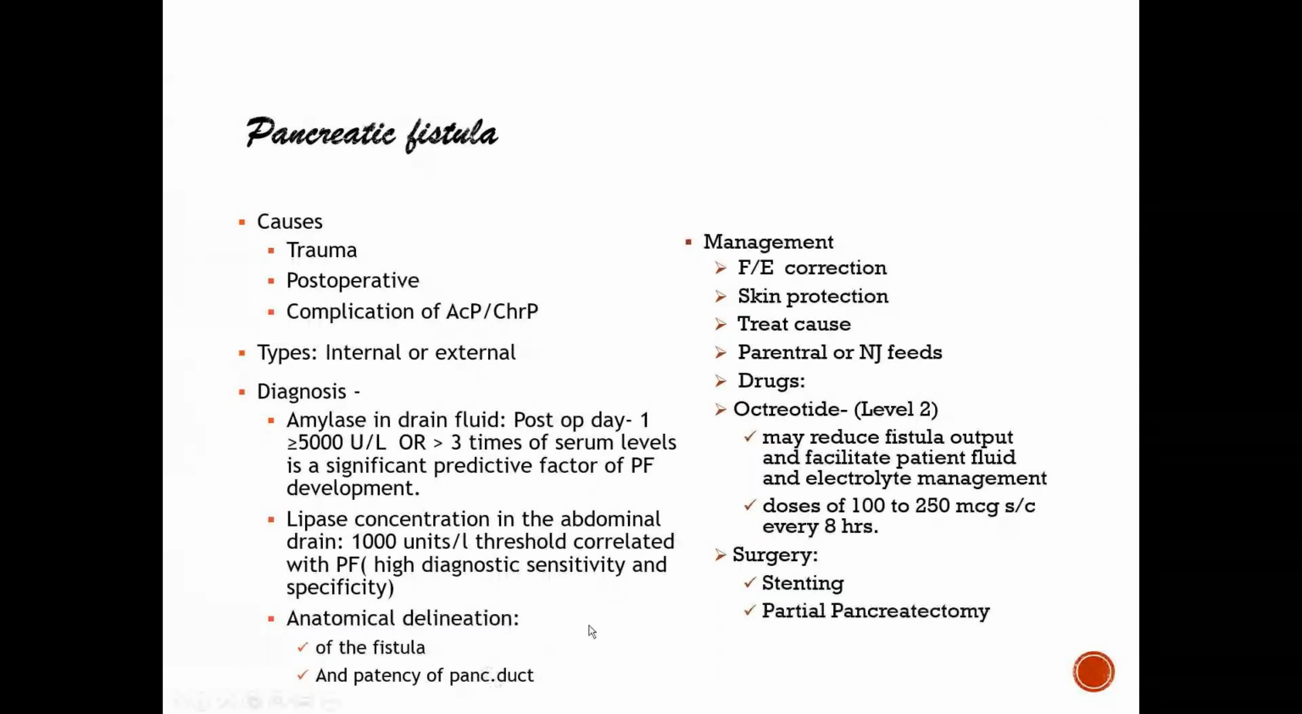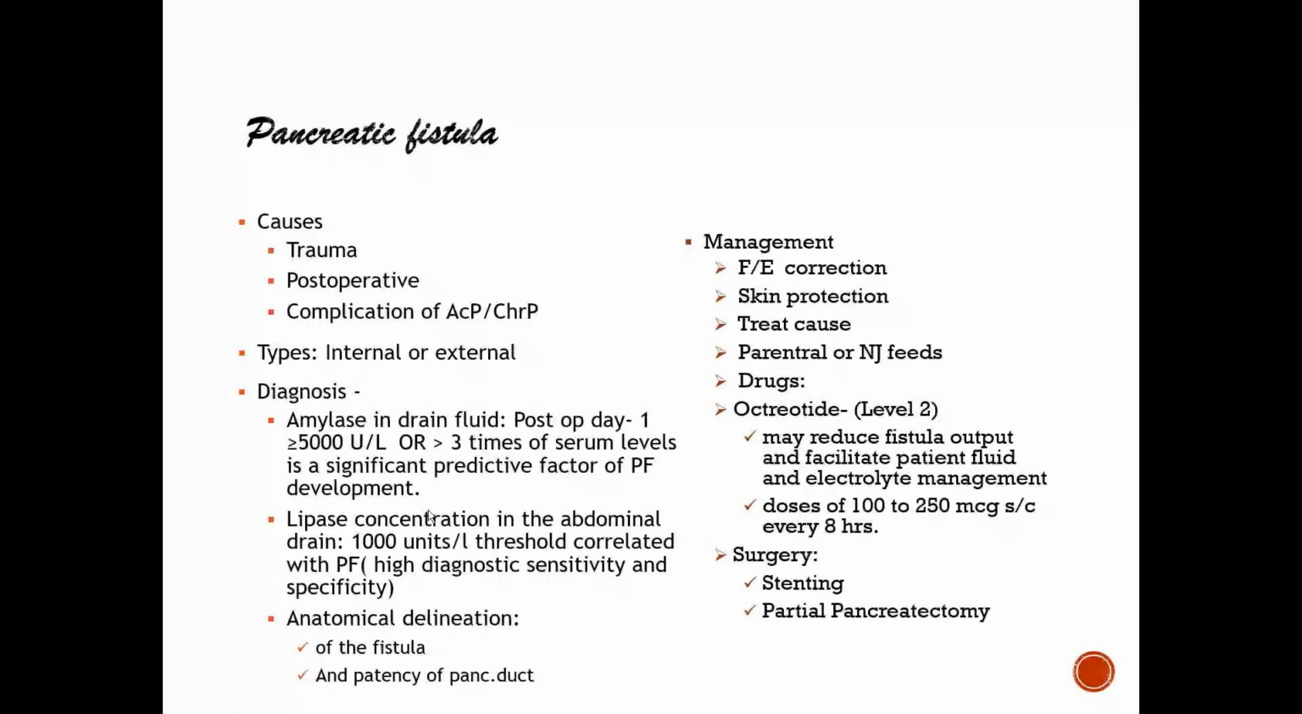How do you diagnose a fistula? You can look at the amylase level in the drain fluid, or you can look at the lipase concentration in the drain, right? Or in the ascites. In either case, you'll have a high level of lipase or amylase concentration in the drain that you put in or in the ascitic fluid. How do you manage these patients?